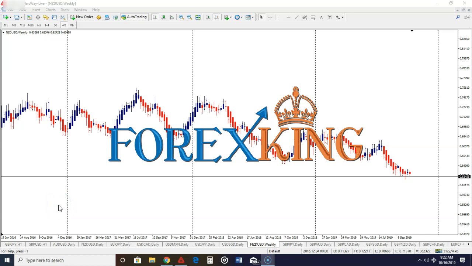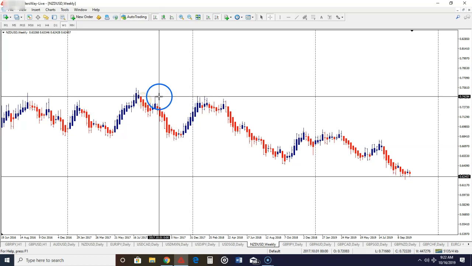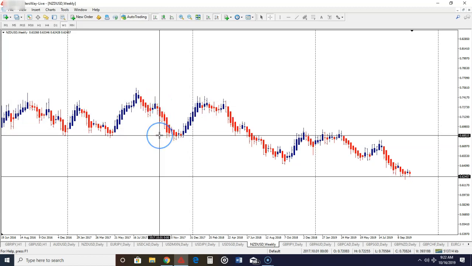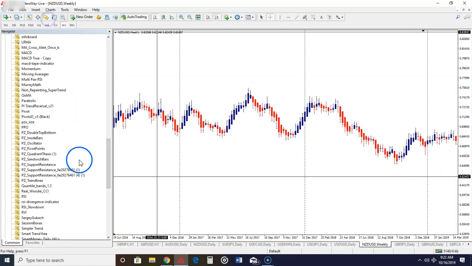So the funny thing is, we're actually going to add this support and resistance indicator onto the chart a few times. We're going to add it on for each time frame that you're trading. So if you're on the weekly time frame, we're going to add it on. We want to see the support and resistance. We want to see the major levels in the market, right? We don't want to necessarily see all the weekly levels. We want to see the monthly support and resistance levels if you're on the weekly time frame.